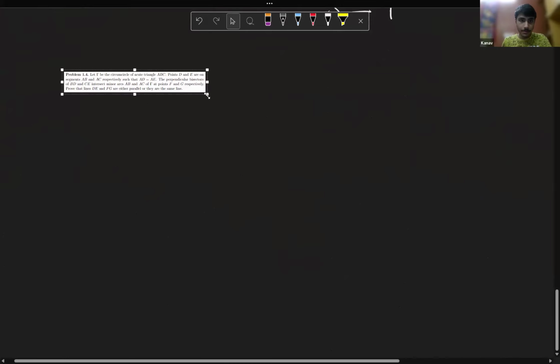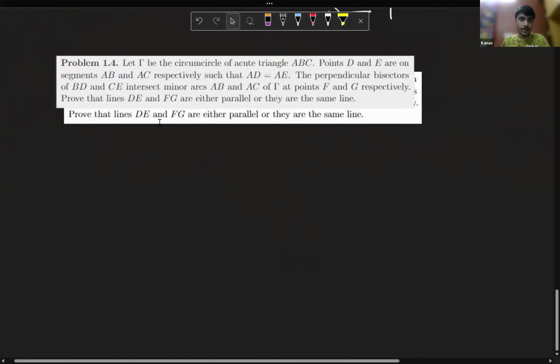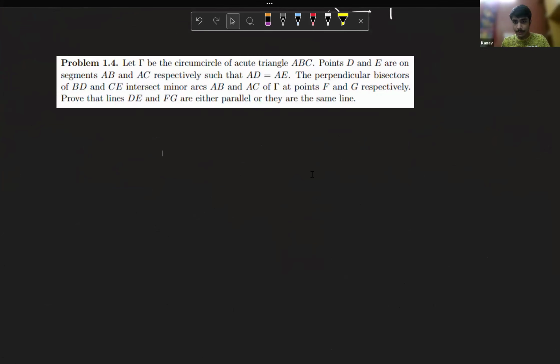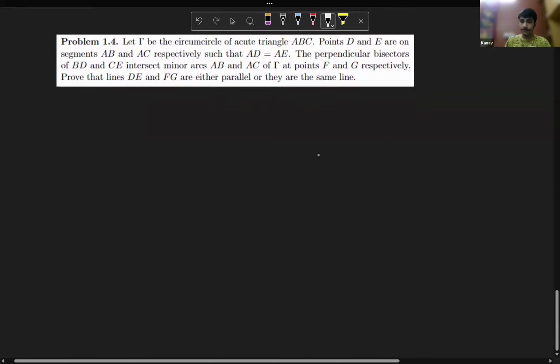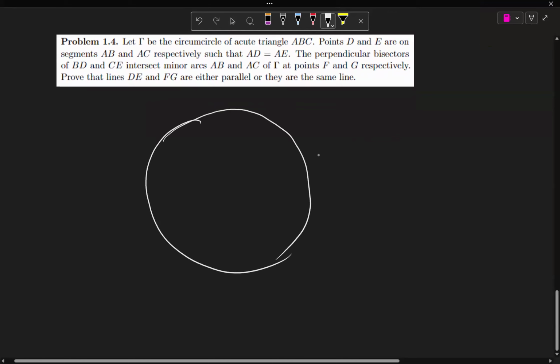Let's go with another problem. Again, try it for some time. If any ideas, feel free to say. I shall draw the diagram. Sorry, can I just ask something? Yeah, sure, go ahead.